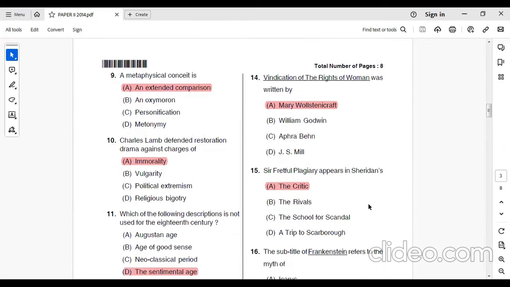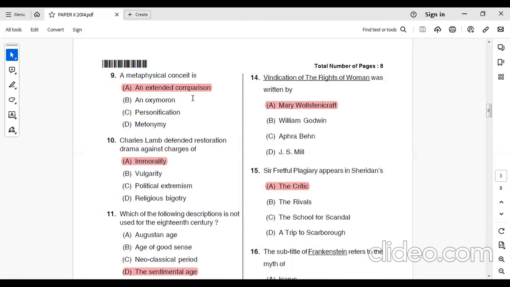Question number 9. A metaphysical conceit. What is metaphysical conceit? Metaphysical conceit is an extended comparison. So let's try to understand first metaphysical conceit. Metaphysical conceit is a very complex and often lofty literary device that makes a far-stretched comparison between a spiritual aspect of a person and a physical thing in the world. So in a very simple way, it's an extended metaphor. We can say metaphysical conceit is an extended metaphor which can sometimes last through the entire poem.